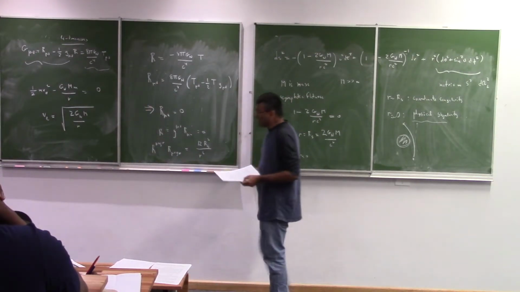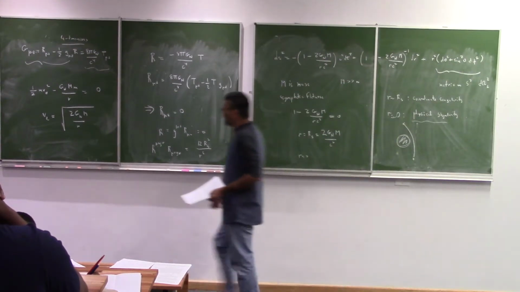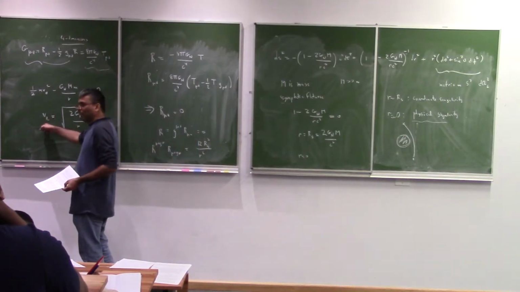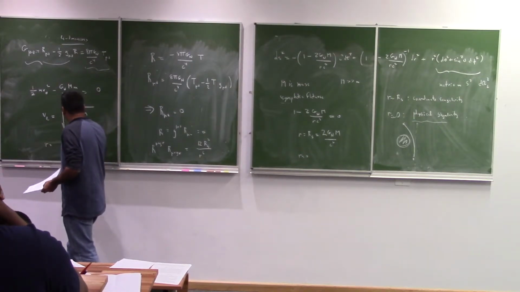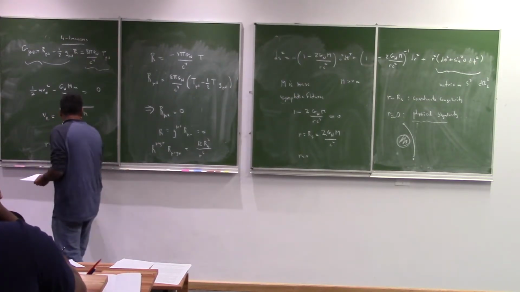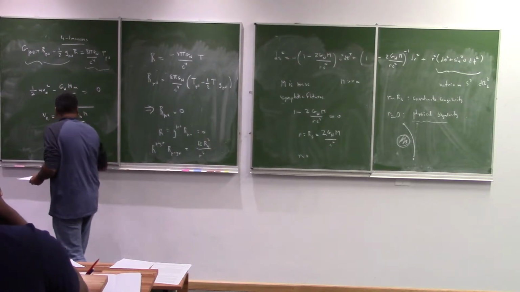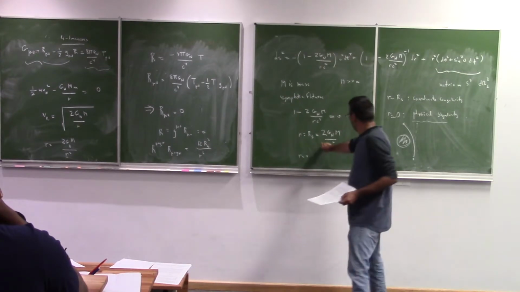Okay? Now suppose there's an object so massive that the escape velocity was the speed of light. Then R is 2GM over c squared, which is the formula here.